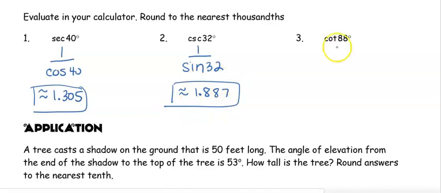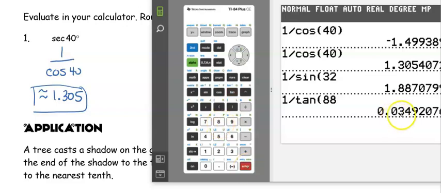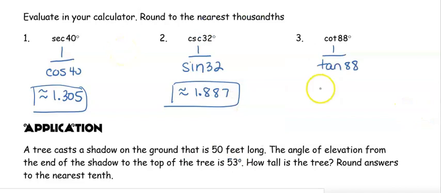And our last one, cotangent is the reciprocal of tangent, so we do 1 over tangent of 88. 1 divided by tangent 88. 0.034, that 9 tells me that the 4 is going to round up to a 5.